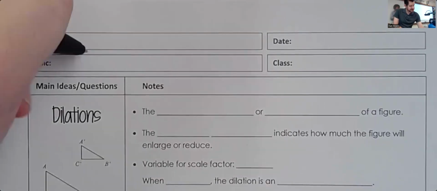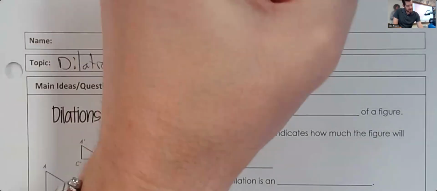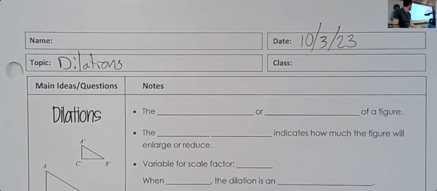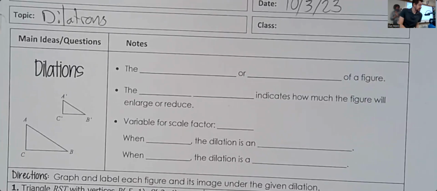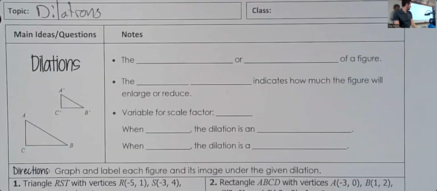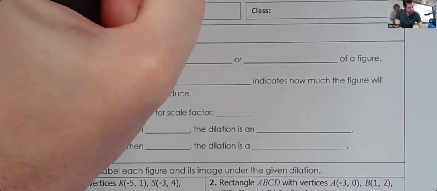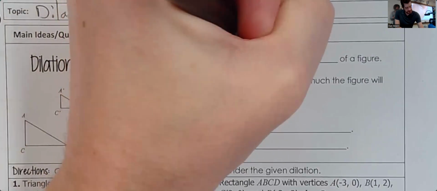So we've got dilations. And today is 10-3. Okay. So a dilation is, like we saw on the agenda page, the enlargement or reduction of a figure.